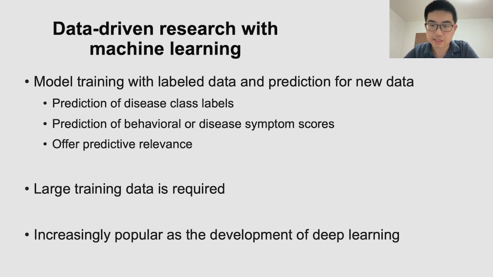Unlike statistical analysis that usually aims to find white matter structures with statistical group differences, machine learning-based methods aim to offer predictive relevance. One benefit of using machine learning is that it can be easily applied to multimodal data and can leverage the information provided from a large-scale dataset.